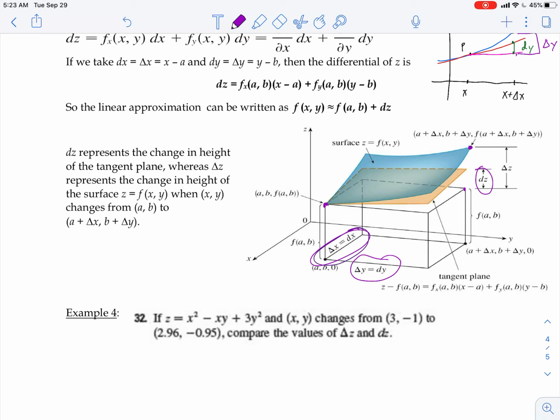So for 32, if z is equal to x squared minus xy plus 3y squared, and x, y changes from (3, -1) to (2.96, -0.95), we want to compare the values of delta z and dz. So the first thing we're going to do is find what dz is. I'm going to keep the top above, just so that you see this is what we're going to use to find dz. So in order to find dz, we need the partial of x and the partial of y. So I'm going to go ahead and find the partial of x and then do the partial of y.